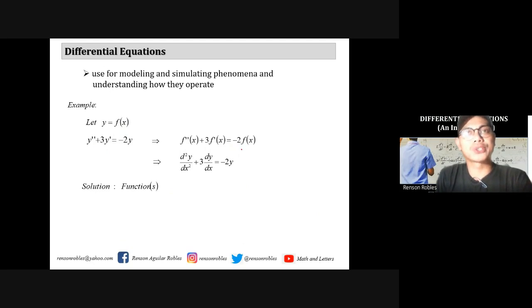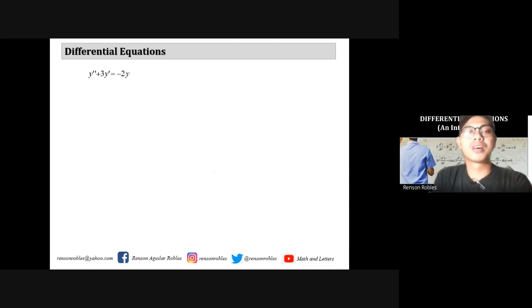Or if we want to use the Leibniz notation, we have the second derivative of y with respect to x plus 3 times the first derivative of y with respect to x is equal to negative 2y. And these three equations mean the same thing. You know that the solution to this differential equation is really a function or a set of functions. If we still recall, when we solve equations in algebra, the results are numbers. This time, when we are talking about differential equations, the solution is actually a function or a set of functions.